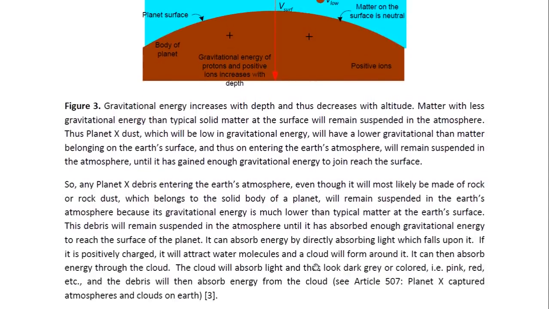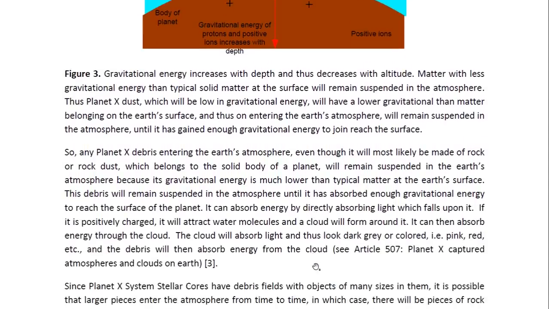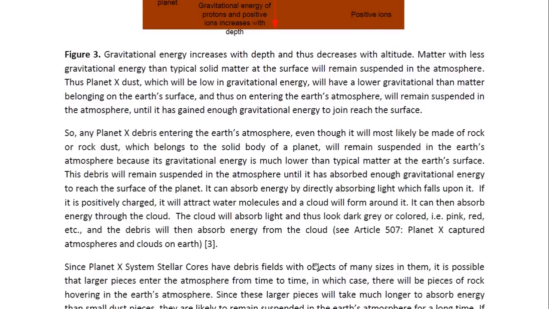So any Planet X debris entering the Earth's atmosphere, even though it will most likely be made of rock or rock dust, which belongs to the solid body of a planet, will remain suspended in the Earth's atmosphere because its gravitational energy is much lower than typical matter at the Earth's surface. This debris will remain suspended in the atmosphere until it has absorbed enough gravitational energy to reach the surface of the planet. It can absorb energy by directly absorbing light which falls upon it.